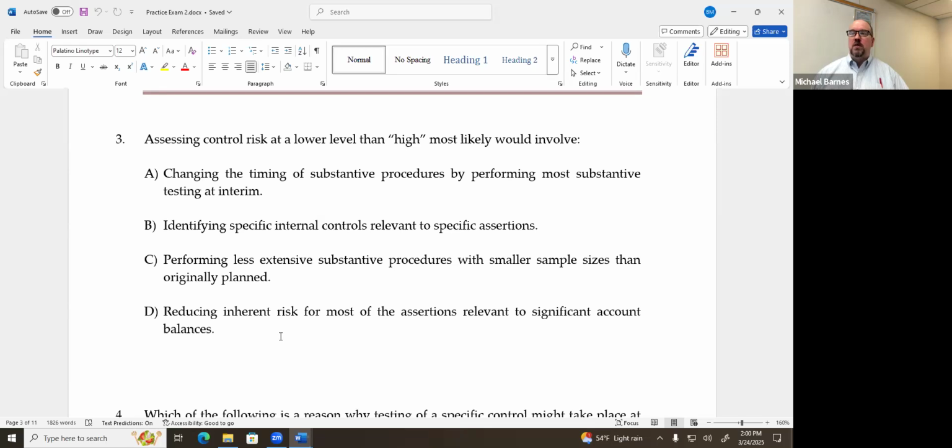Identifying specific internal controls relevant to specific assertions. So if we're going to test controls, then we probably need to follow the control sequence, right? What is one of the steps in the control sequence? Making sure the controls are relevant to assertions. Is that something we talked about? Yes, it certainly is. So B is our answer. But let's go through the rest.